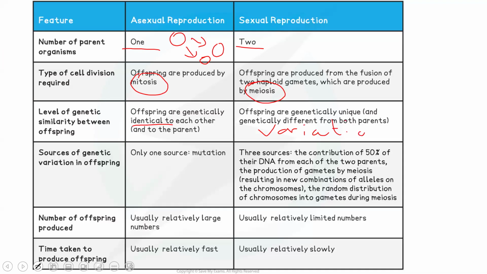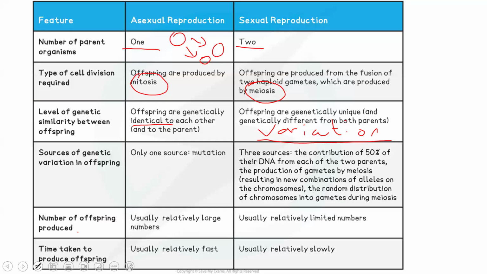So think about your comparisons here. Asexual reproduction has one parent. However, sexual reproduction has two parents. Asexual reproduction uses mitosis. However, sexual reproduction uses meiosis. Asexual reproduction produces identical offspring. Sexual reproduction produces variation.